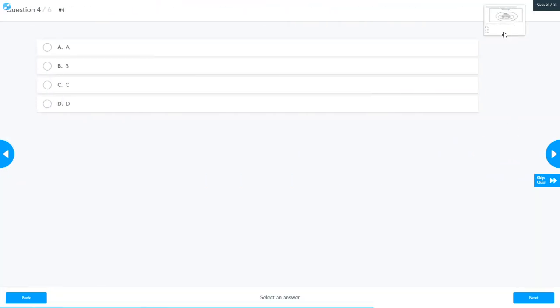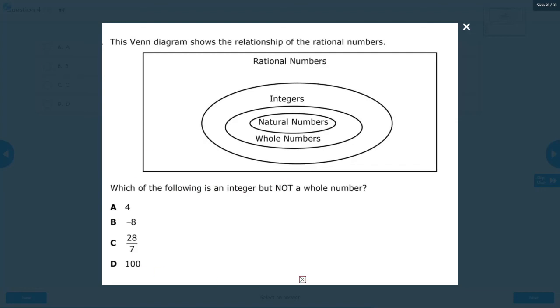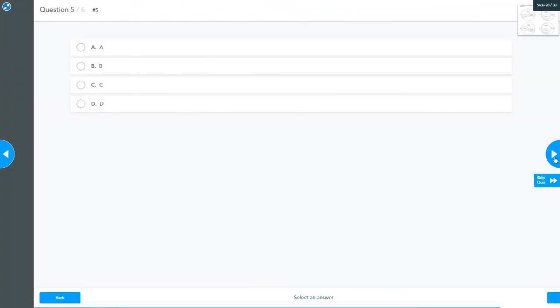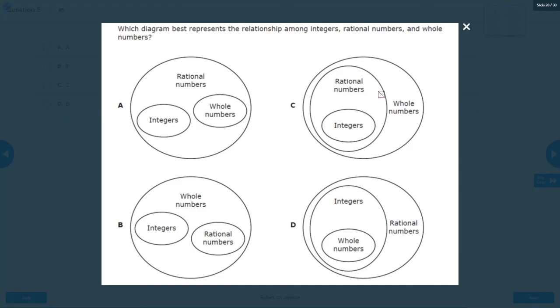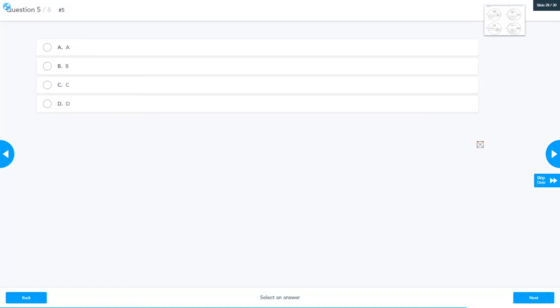Number 4, same thing. Open this up. Answer this problem. Which of the following is an integer but not a whole number? So you look at these. Which is an integer but not a whole number? Number 5, looking at these models, which one is represented correctly? Now remember, guys, as you go through these, you can go back to number 5 and then go back to number 6. You can go all the way back to number 1. If you look at those models, maybe they might give you some clues to answer the other questions.